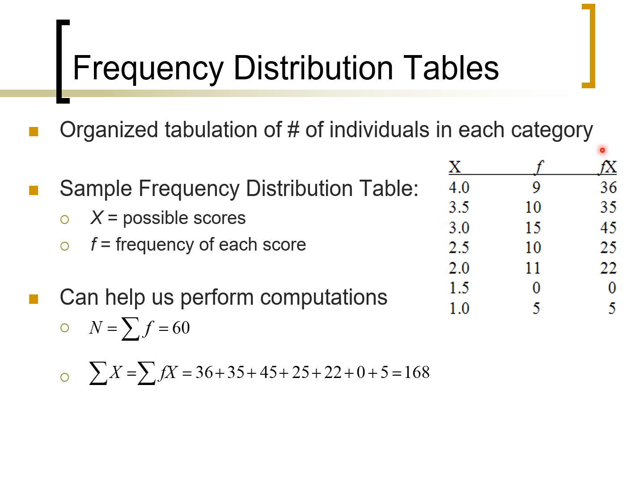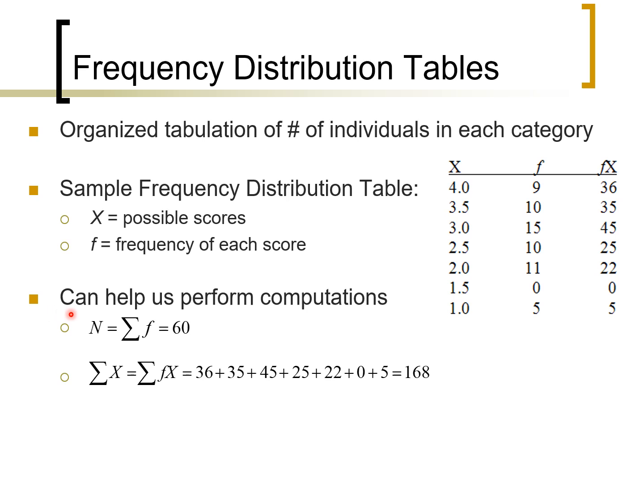We also have this fX, which is the sum of all the X's. So we have a frequency of 9 people that had an X value of 4. If we add those 9 X values of 4 together, 4 plus 4 plus 4, and so on, then we get to 36.